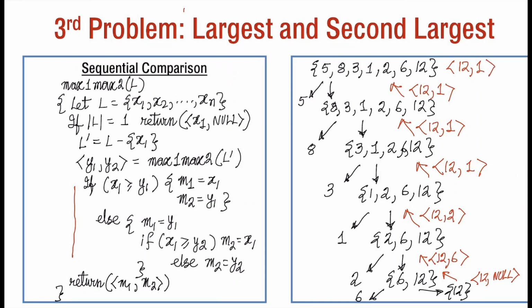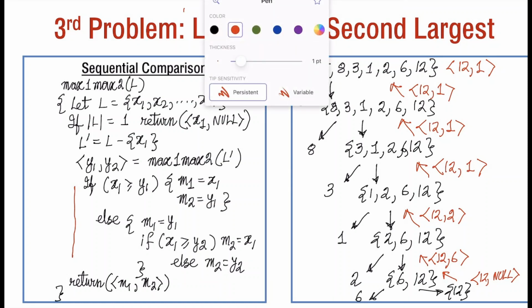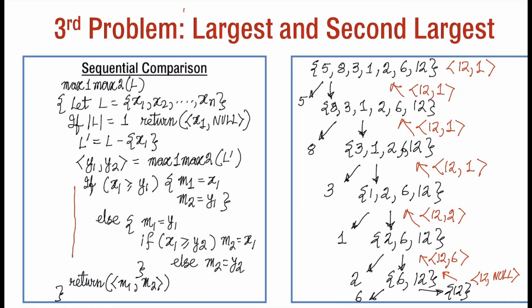So this is how it works, and based on this working we can again see that the recurrence equation that is formed is T(n) equal to T(n minus 1) plus 2, as there are two comparisons. This is for n greater than 1, and it is 0 for n equal to 1.